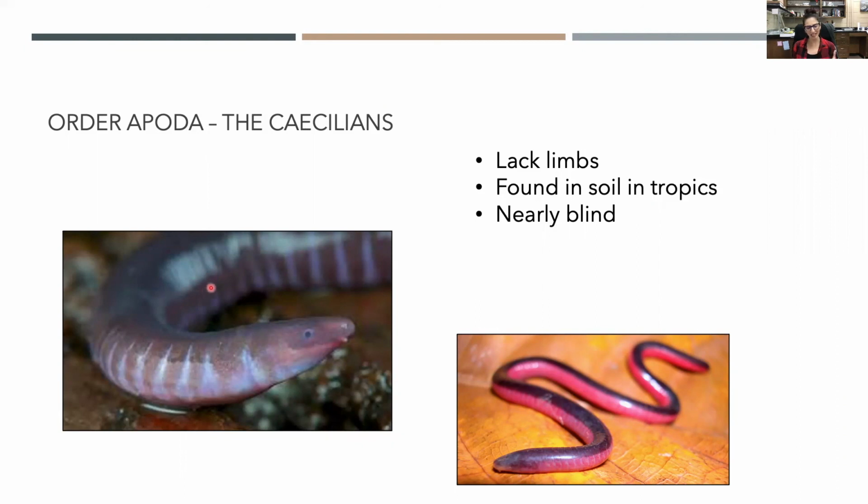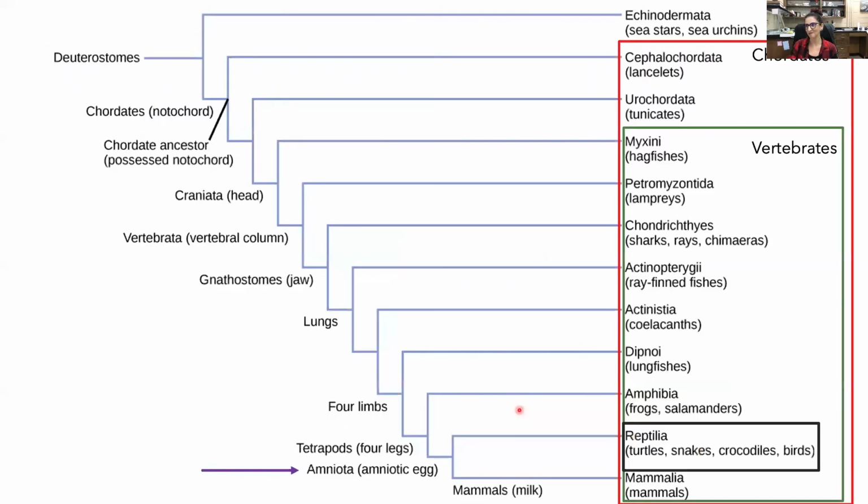They are, oddly enough, tetrapods, even though they have lost all of their limbs. And weirdly enough, they're also blind. They're almost nearly blind. So very, very strange little creatures that are adapted for burrowing in soil, and therefore they don't need limbs and they don't really need to see. So they're perfectly suited to their environment.